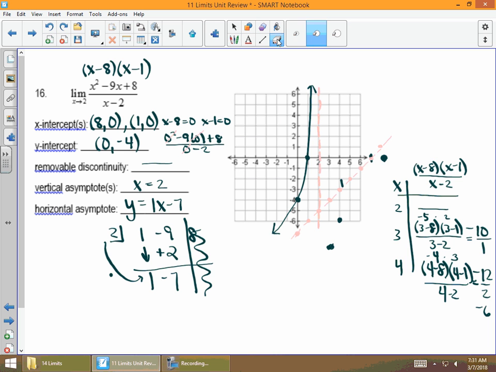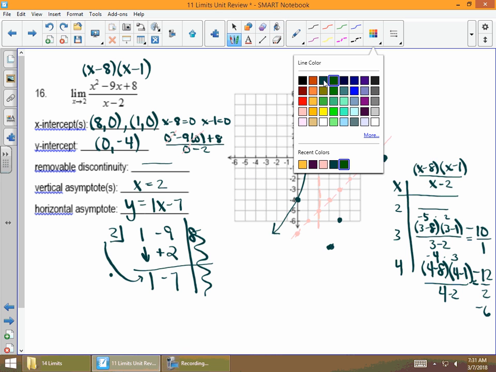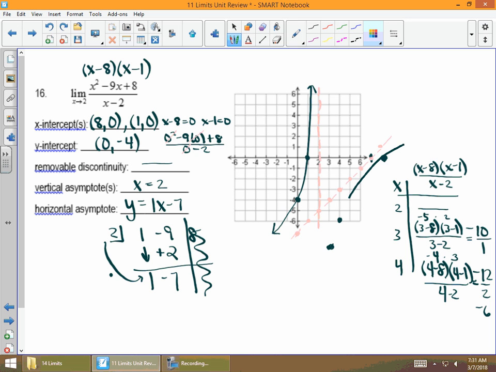So if we play a little connect the dots here, on the right side of our function, our graph is going to negative infinity. So the limit as x approaches 2 from the left of our function is positive infinity. The limit as x approaches 2 from the right of our function is negative infinity. So the two-sided limit does not exist. But we know the behavior of the graph, and that's really what was important to us. All right, I hope that helps.